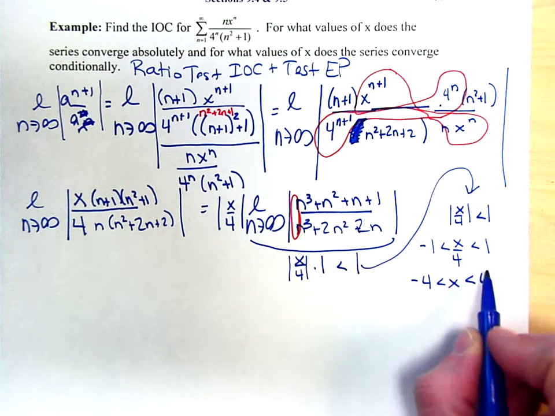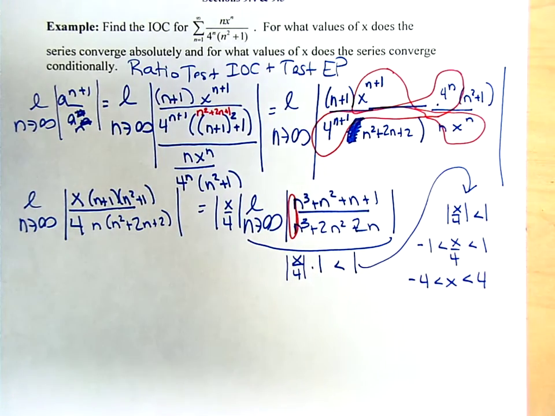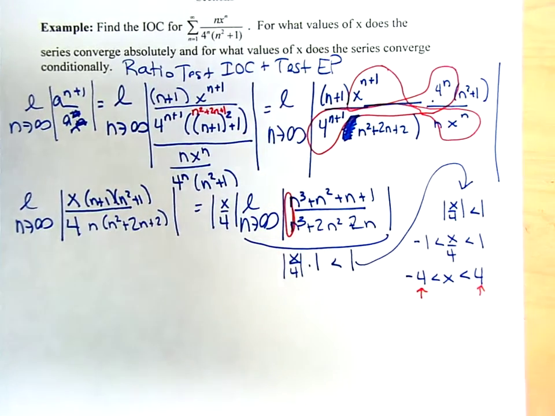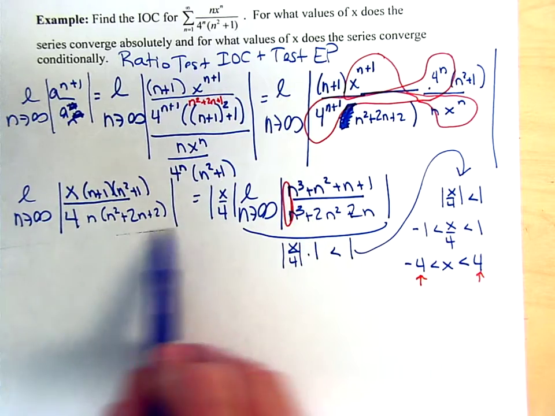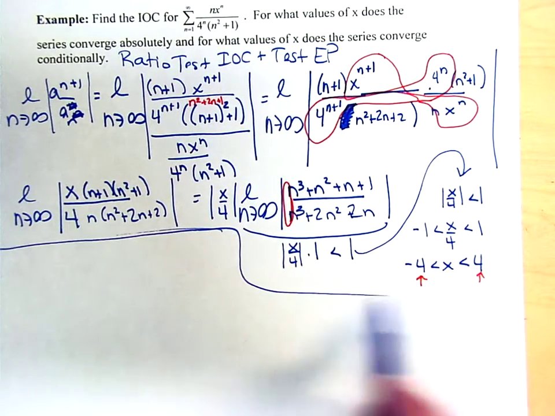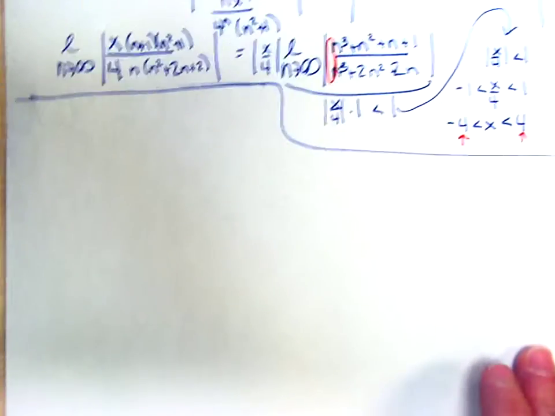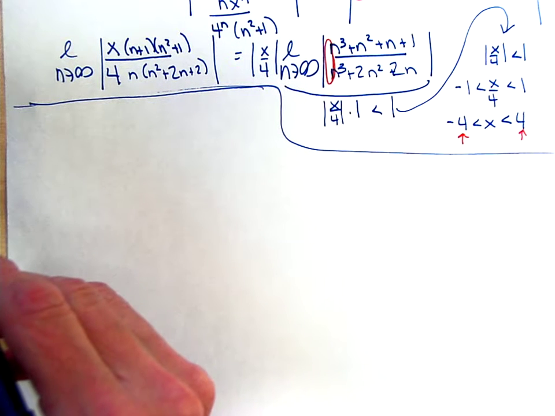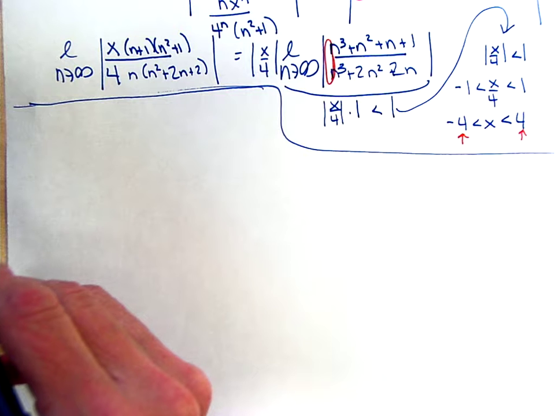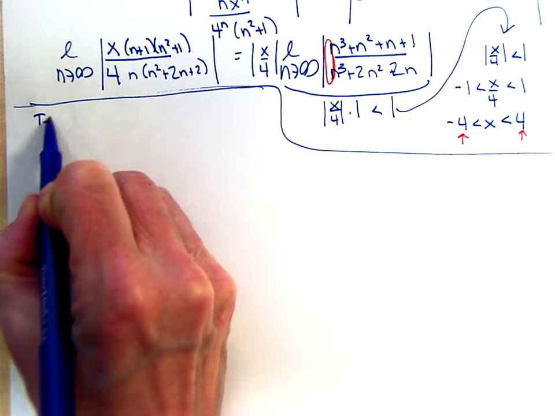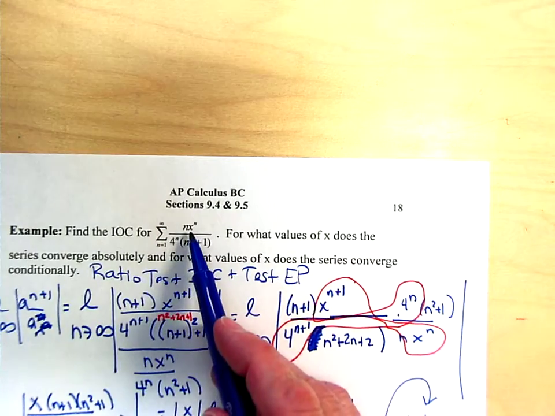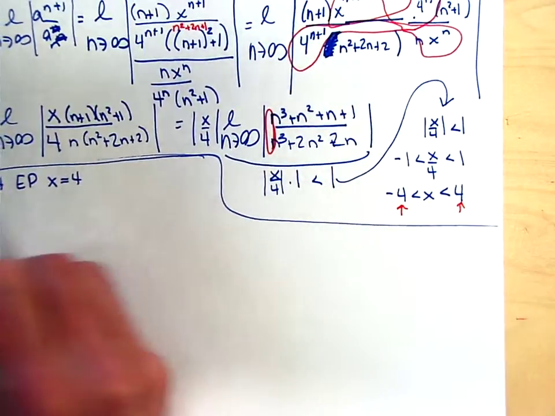So here's my interval of convergence for now, but now we know the endpoints that we have to test. I'm going to draw a little line around this and slide my paper up. Let's test the endpoint at x equals 4. Recall that means take 4 and plug it in for x in the original series.